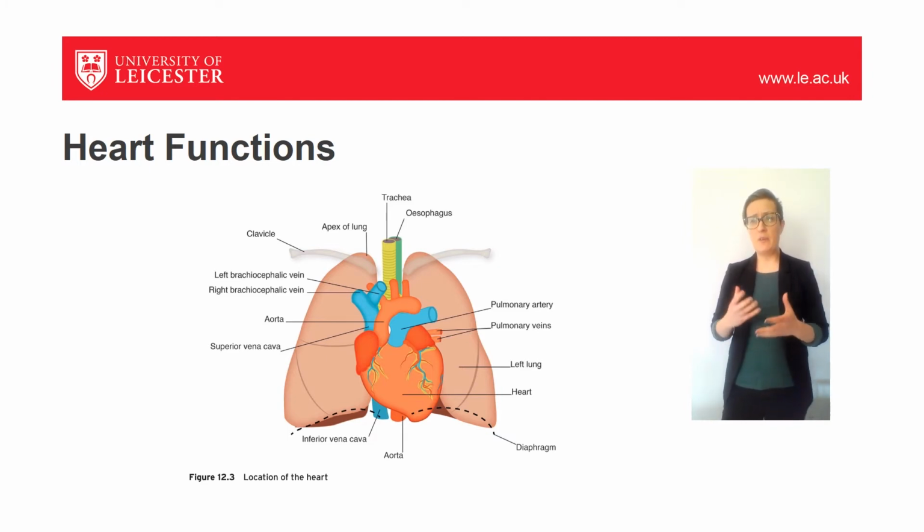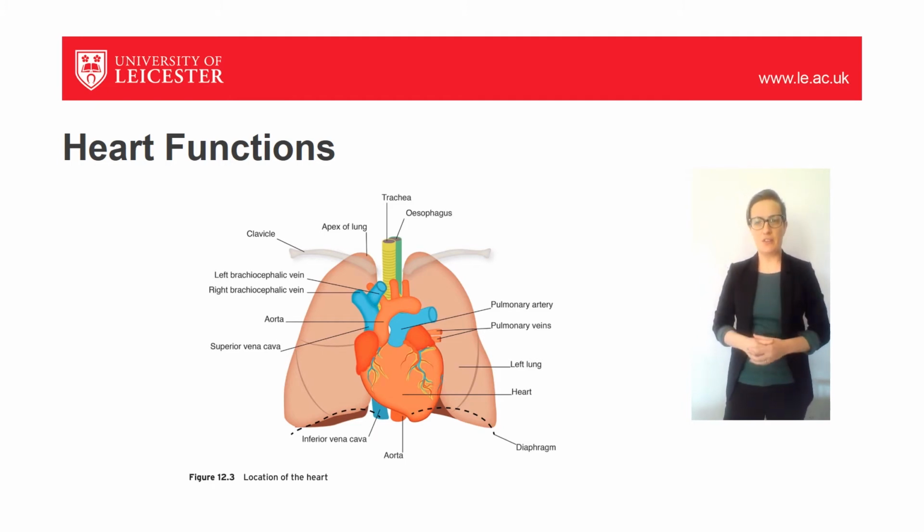Now, we're going to talk briefly about the functions of the heart, and I know that it doesn't take a rocket scientist to figure out that the primary function of a heart is to pump blood around the body, both to the lungs via the pulmonary circulation and to the rest of the body via the systemic circulation. And by systemic, I just mean whole body or body-wide.